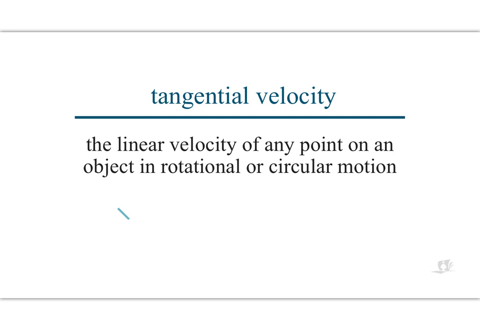Tangential velocity. So what does this mean? The linear velocity of any point on an object in rotational or circular motion. So first, let's talk about what a tangent line is. If I were to draw a circle, and let's pretend this circle is spinning, tangential velocity is what you get if I take any given point on that circle and draw a tangent line.